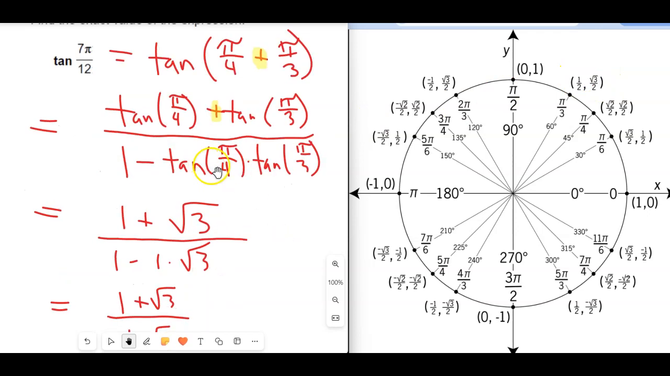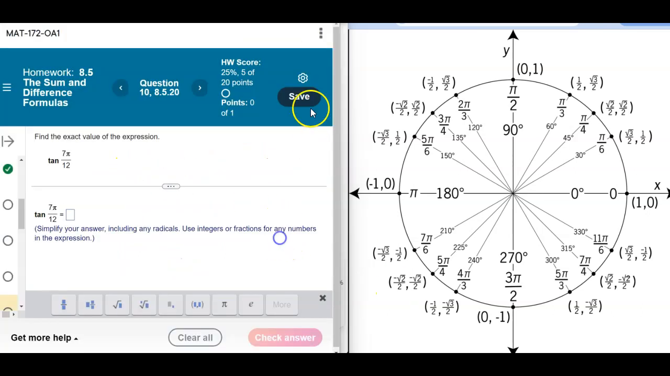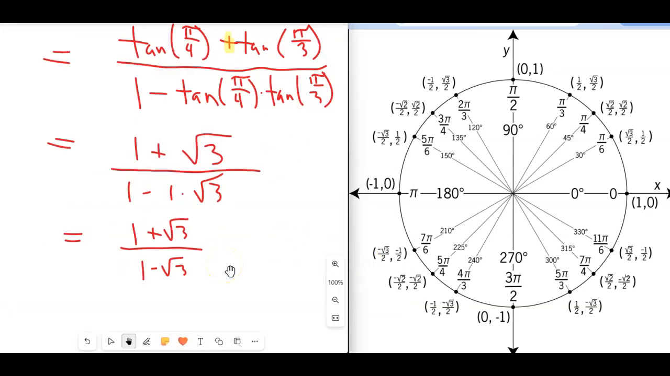Now the denominator, pi over 4 and pi over 3 are still the same angles, so the tangents are still these same two values. So this is 1 minus 1 times the square root of 3. We don't want radicals in the denominator, so we're going to multiply this top and bottom by the conjugate of the bottom, 1 plus the square root of 3.